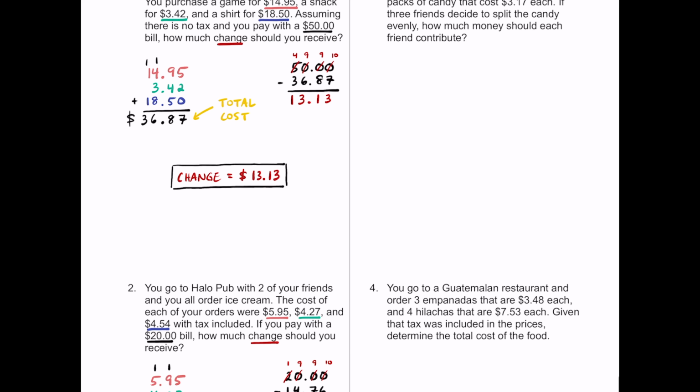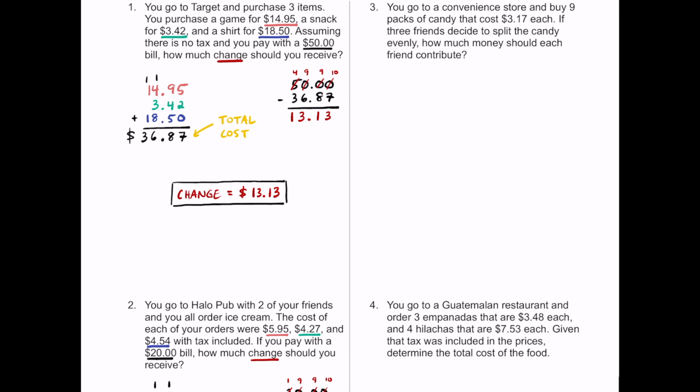Let's check out number 3. For number 3, you go to a convenience store and you buy 9 packs of candy that are going to cost $3.17 each. If 3 friends are going to split this evenly, how much should each friend contribute?